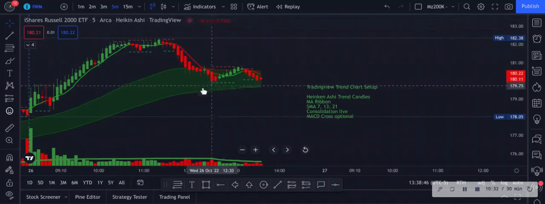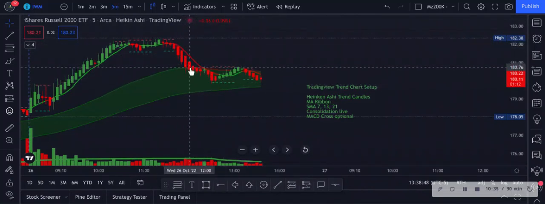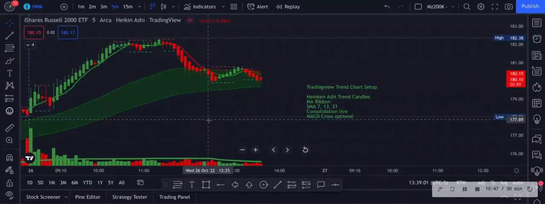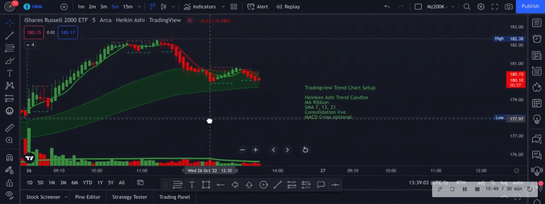Although we're above this green line, we will anticipate this being our take profit at the 50 moving average here because it's green and because we are bullish. So I think that is all for setting up your chart as a beginner.